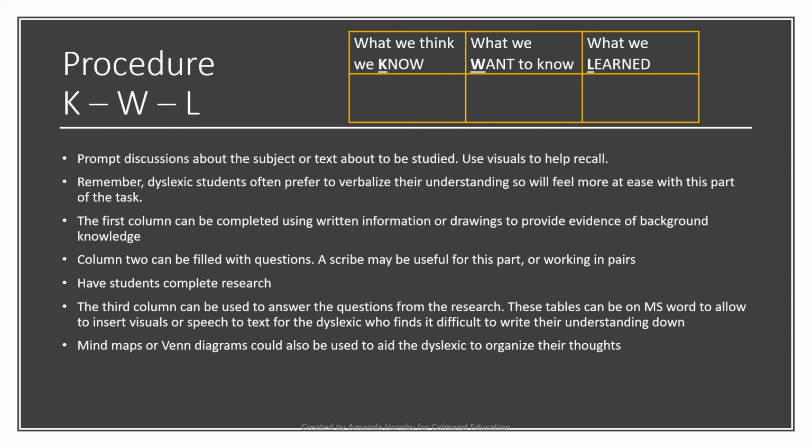And then you would have the students go away and complete the research. And then the third column is going to answer the questions that they've written in the second column. And again, this table can be put into Microsoft Word to allow this dyslexic student to insert visuals or use the speech-to-text technology. You could also use mind maps or Venn diagrams to help the dyslexic student to organise their thoughts.